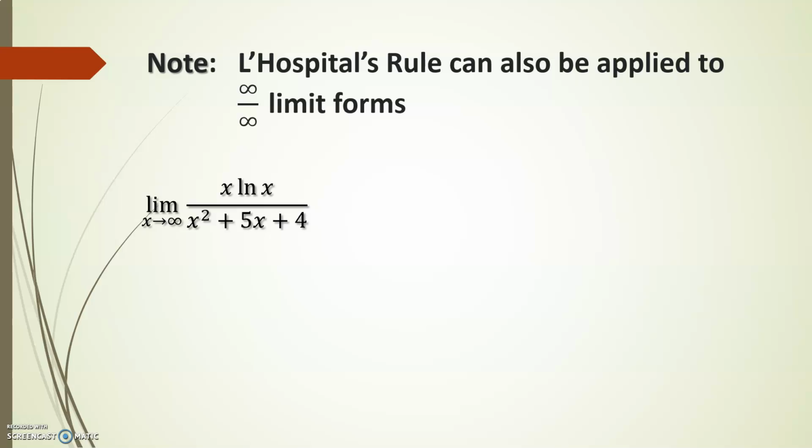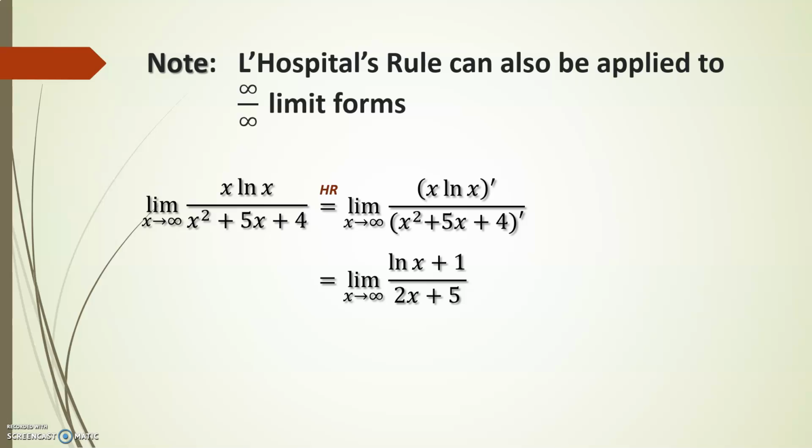These are both differentiable functions on their domain. L'Hopital's rule can be applied because of an infinity over infinity form being observed. So differentiating the numerator through a product rule and the denominator using the power rule. So at the top, ln of x plus 1 through the product rule is obtained. 2x plus 5 is the derivative of the denominator.